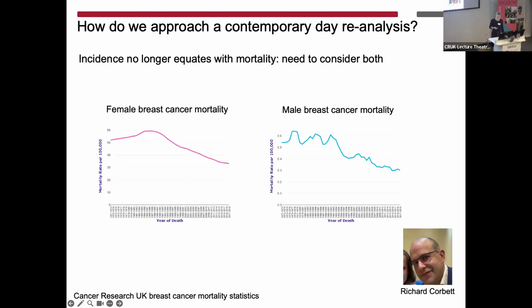As well as that, you also need a friend who is very good with IT. So Richard Corbett said to me, I can help you extract the data from the original paper and help you extract data from modern day cancer registries in order to approach a contemporary day reanalysis. And in the interest of transparency, I should say that I have many things in common with Richard Corbett, including we parent 2 children. He's actually my husband. And you can see the edge of one child in the photo.